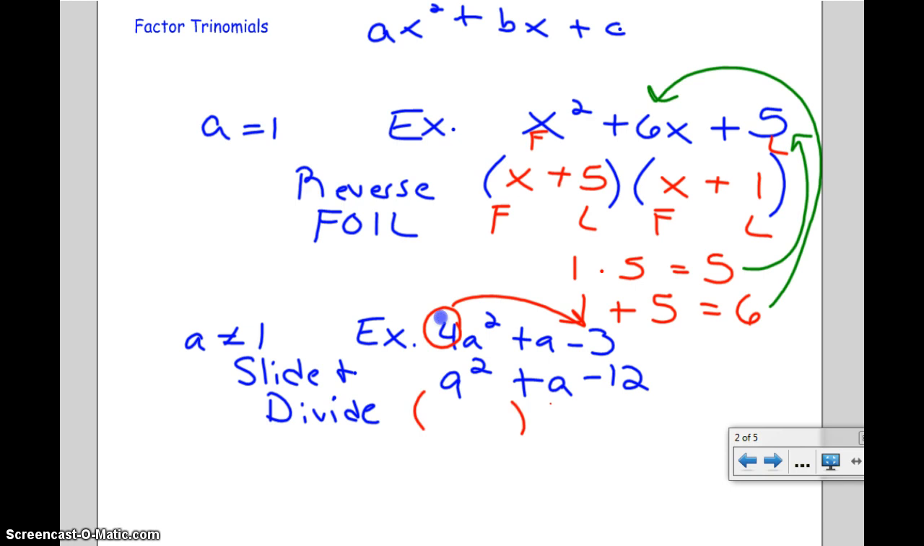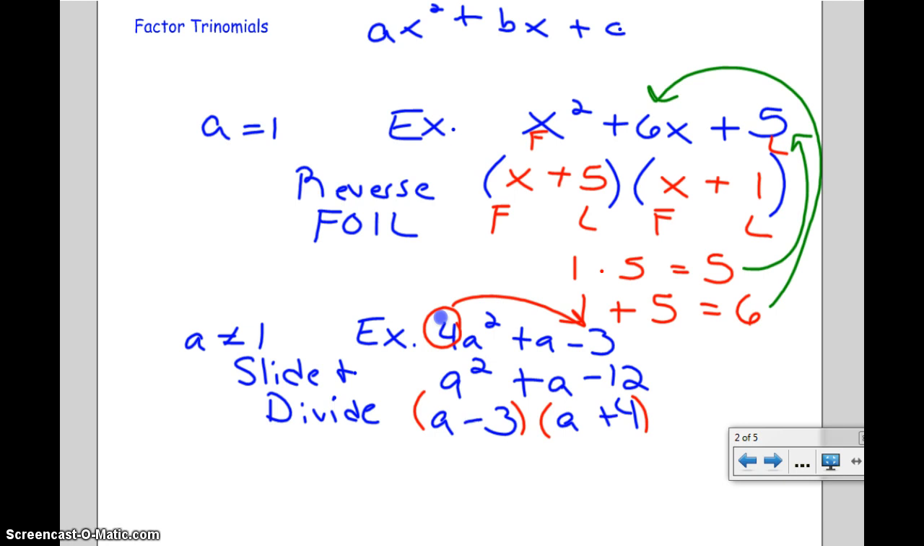So now I'm going to factor like I always have been doing, just like I did reverse FOIL up above. So first times first makes first, so I think a times a will make a squared. And then what two numbers multiply to make negative 12 and also add up to make a positive 1 in the middle? So 4 times 3 multiply to make 12. How can I use 4 and 3 to add up to a positive 1? That would be positive 4 and negative 3.